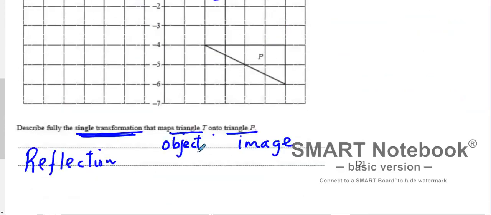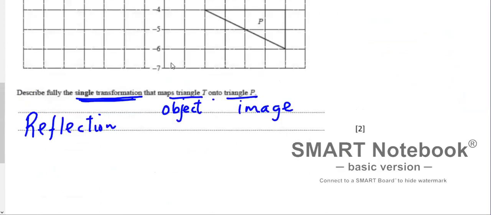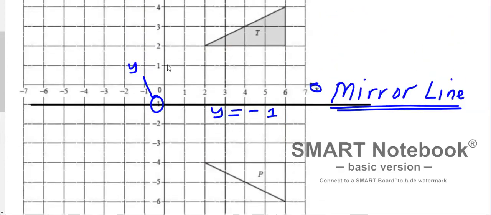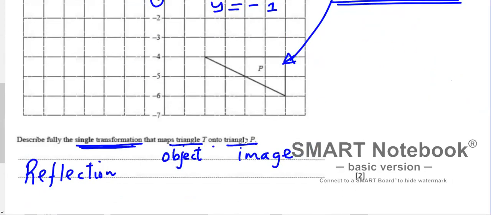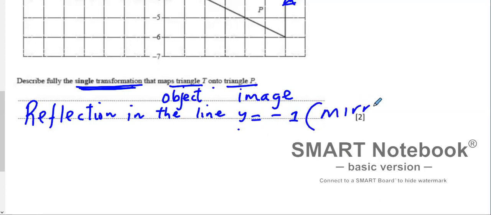So here you say, the type of transformation which maps T onto P is simply reflection in the line. It is reflection in the line y equals -1. And y equals -1 is what we call the mirror line.